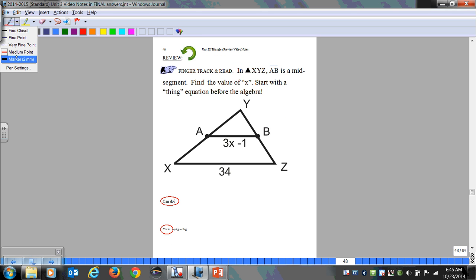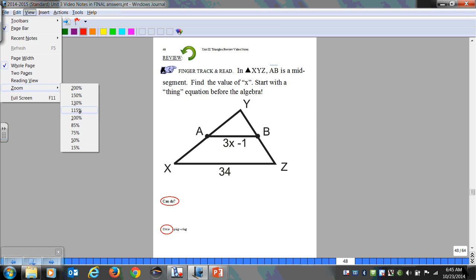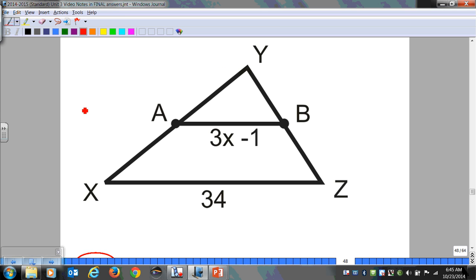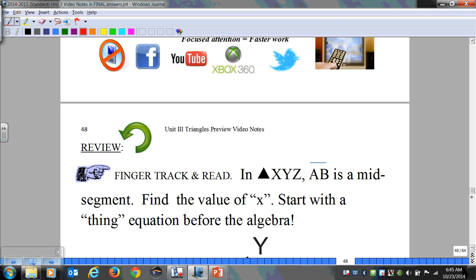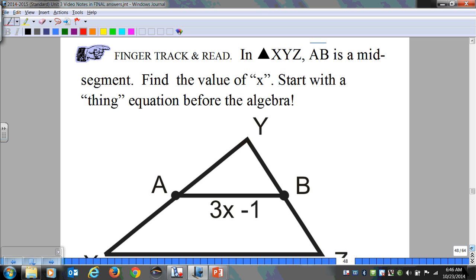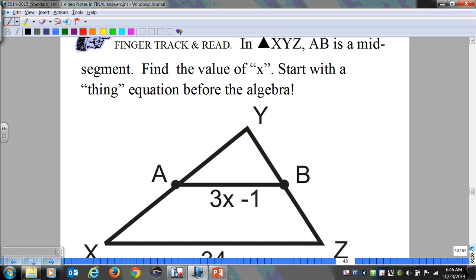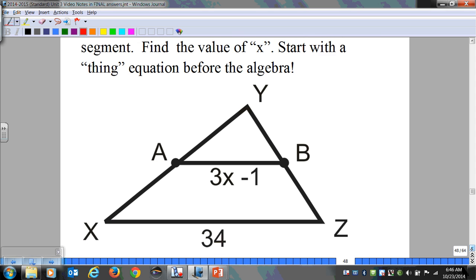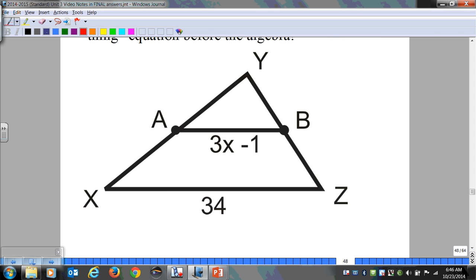It says here, finger track and read. In triangle ABC, AB is a mid-segment. Find the value of x. Start with a thing equation before the algebra. So in this case, if AB is a mid-segment, we know that A is a midpoint and B is a midpoint, and this is a mid-segment.